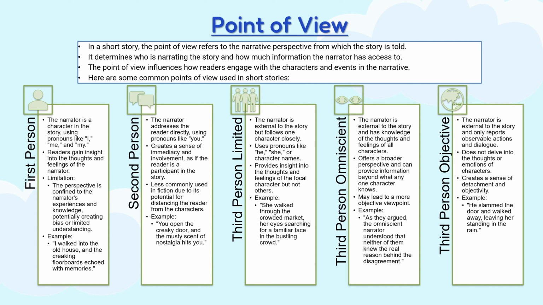But for third person objective, the narrator is external to the story and only reports observable actions and dialogue. He doesn't delve into the thoughts or emotions of characters, and it creates a sense of detachment and objectivity. It means that you don't focus on the character, but on whatever the narrator sees. Whatever the narrator sees, that is what he or she will describe.